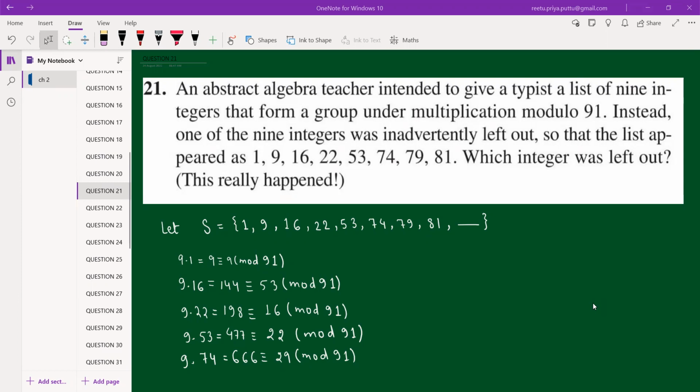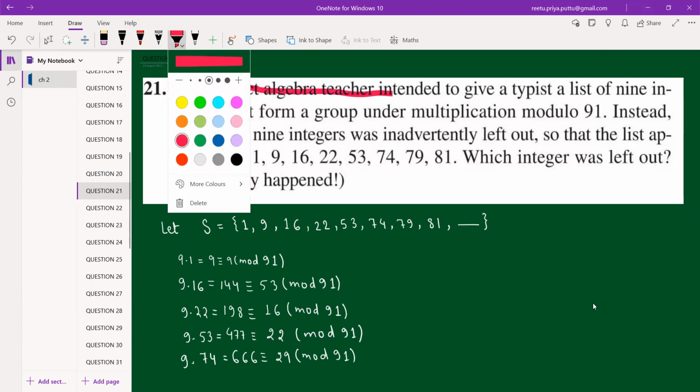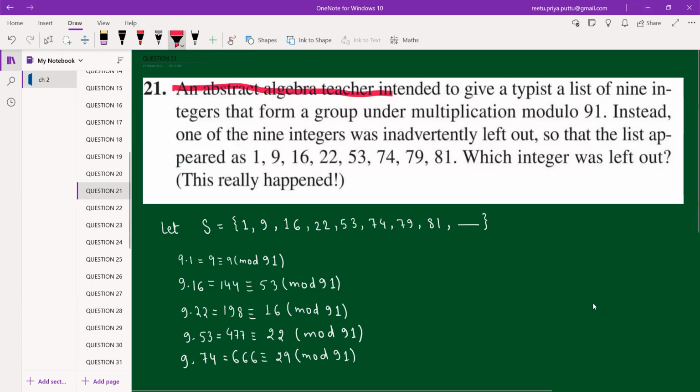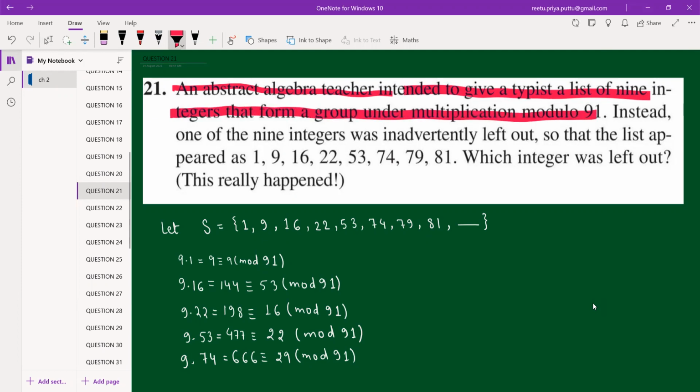So what it says: an abstract algebra teacher intends to give a typist a list of 9 integers that form a group under multiplication modulo 91. Forming a group under multiplication modulo 91 means we take the number and divide it by 91, and whatever the remainder is, we have to see whether it belongs to the set or not.